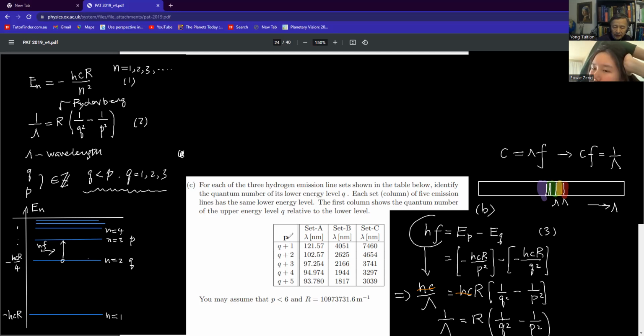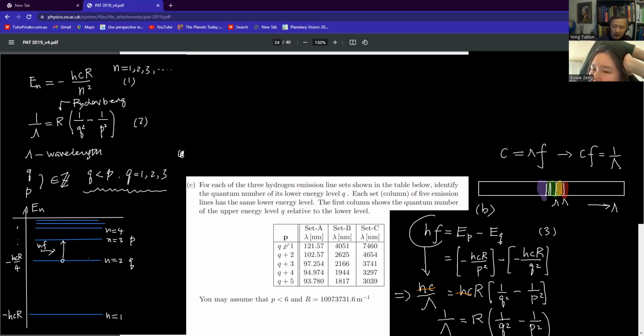Can you see the number of P? P is always larger than Q. So this is 1, 2, 3 different P. Can you see? Now, what are they going to do?